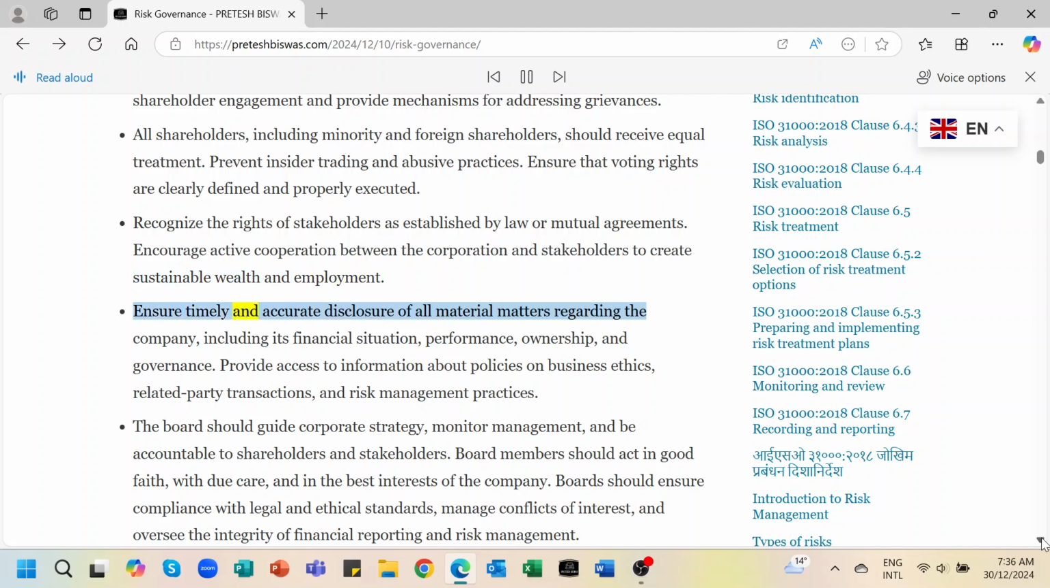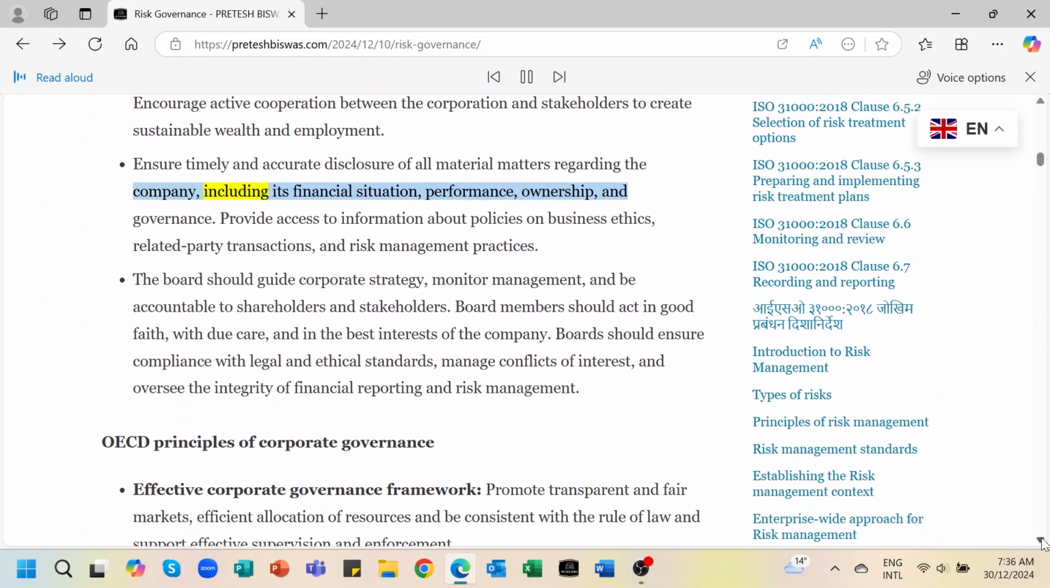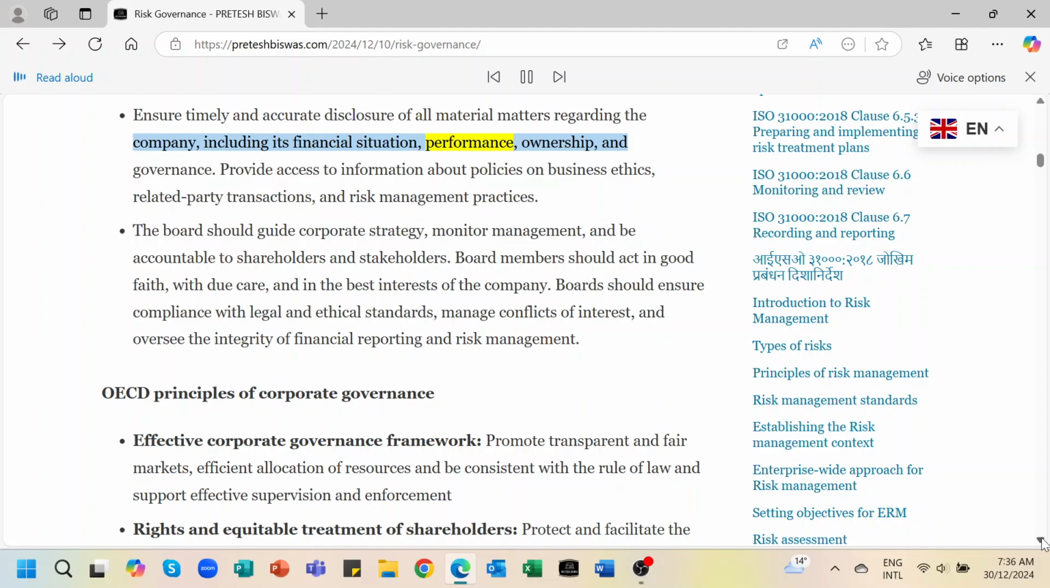Ensure timely and accurate disclosure of all material matters regarding the company, including its financial situation, performance, ownership, and governance. Provide access to information about policies on business ethics, related party transactions, and risk management practices.